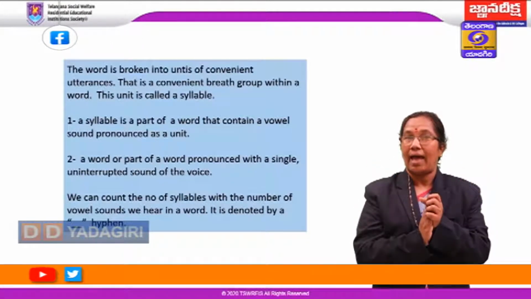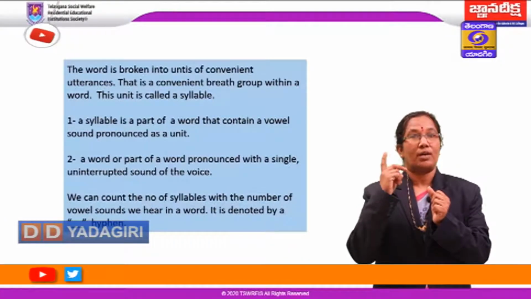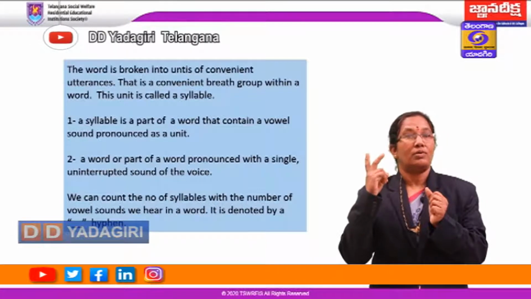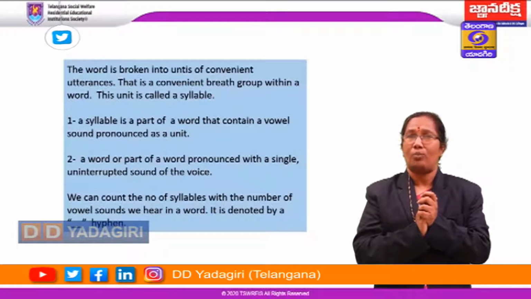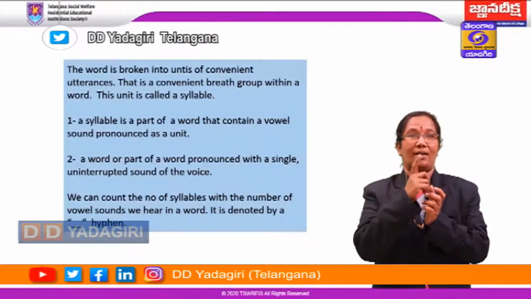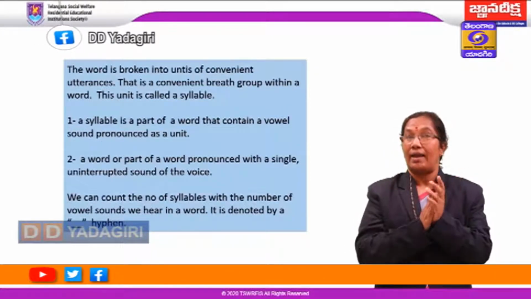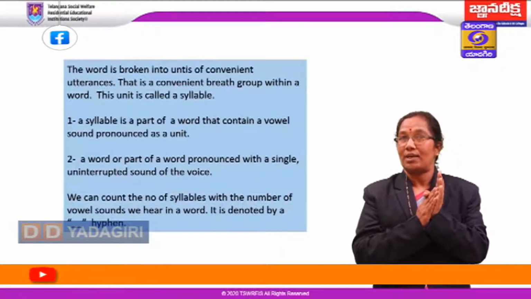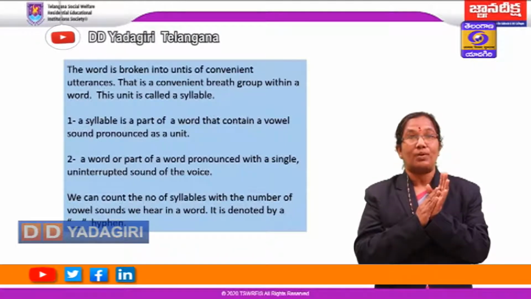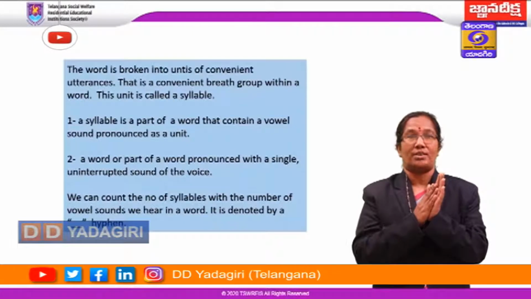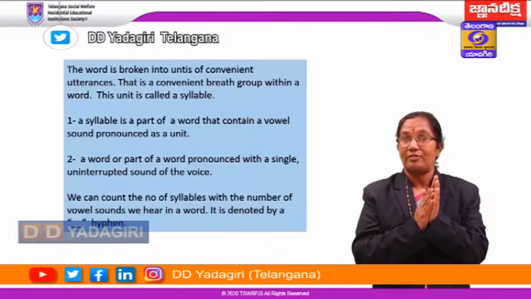What is the third word? Happy. Here also you hear 2 vowel sounds. So here you have 2 syllables. Fourth word, class. How many vowel sounds do you hear? Only 1. So this has 1 syllable. What is the fifth one? Calendar. How many syllables you hear? Syllables means vowel sounds. 3. In the sixth word, culture, you hear 2 vowel sounds.